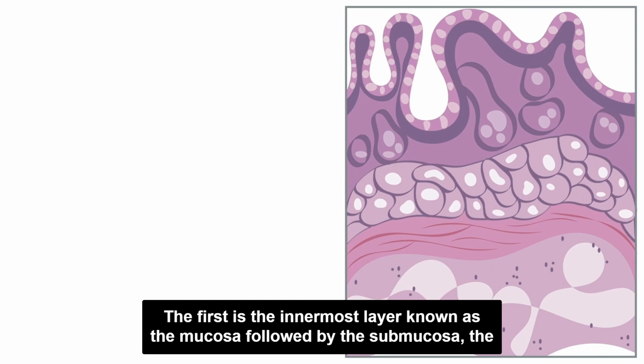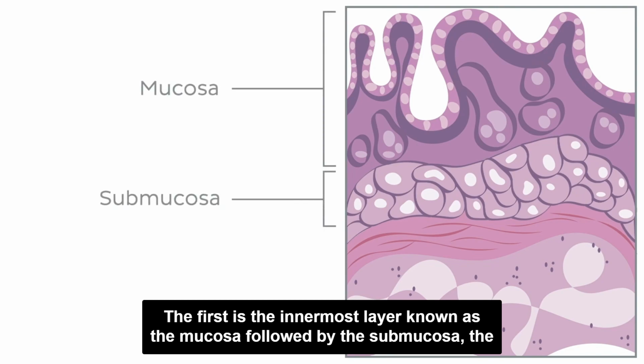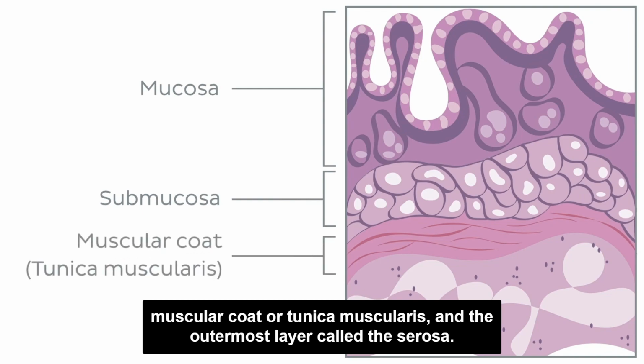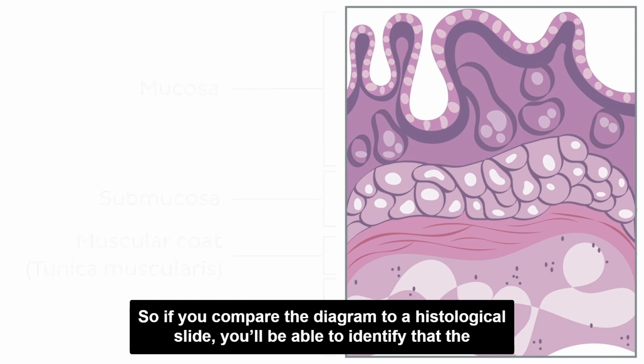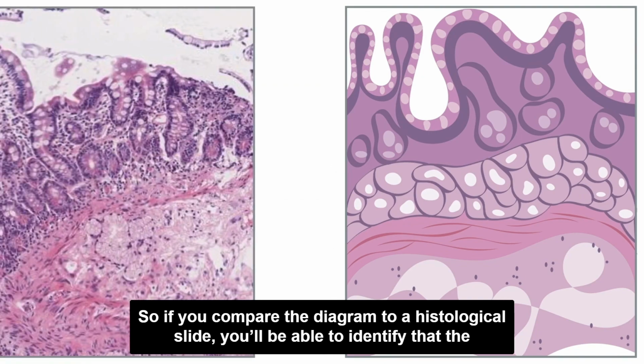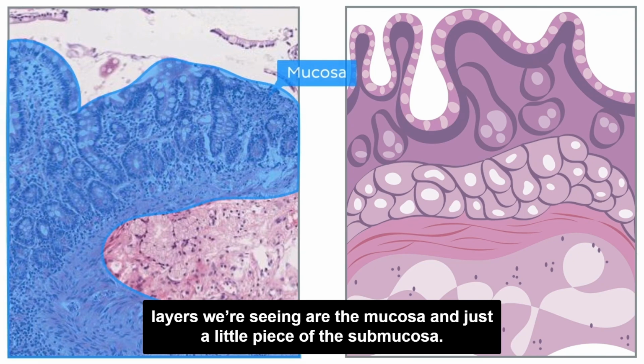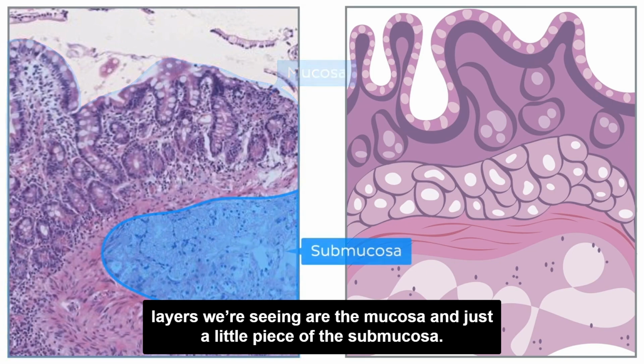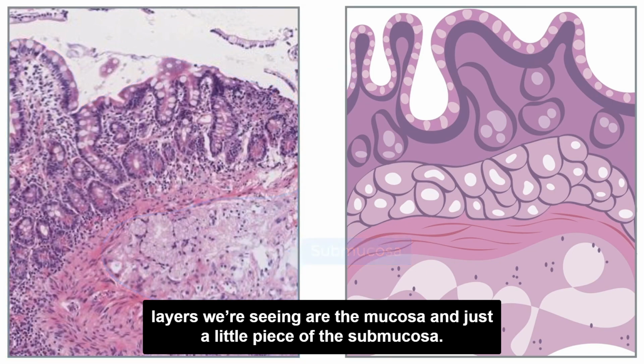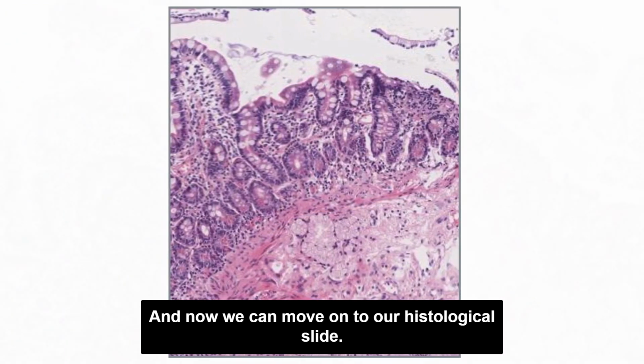The first is the innermost layer known as the mucosa, followed by the submucosa, the muscular coat or tunica muscularis, and the outermost layer called the serosa. So if you compare the diagram to our histological slide, you'll be able to identify that the layers we're seeing are the mucosa and just a little piece of the submucosa. And now we can move on to our histological slide.